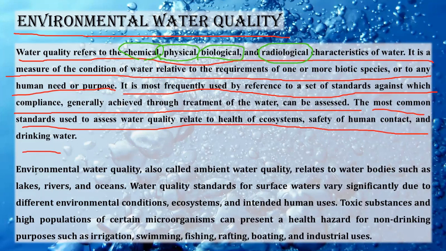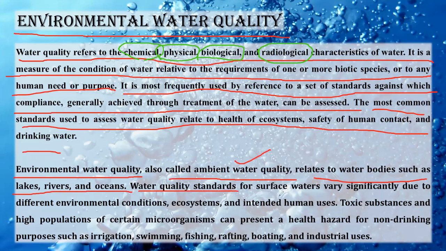Now environmental water quality, right? It is also called the ambient water quality, and it relates to water bodies such as lakes, rivers, and oceans, right? Yes, definitely total water is available in the environment only, but it is considered that whatever water is present in the lakes, rivers, and oceans, in those particular bodies, whether that water is good or bad, right? So that is called ambient water quality.